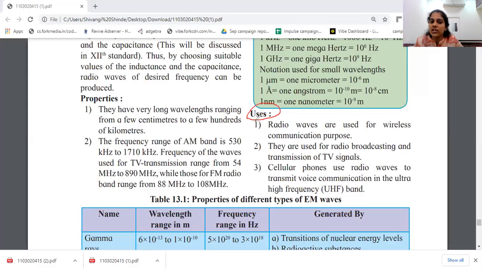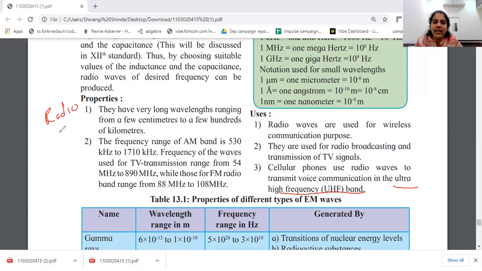Let us quickly see what the uses are. Radio waves are used for wireless communication. The wireless communication that you do in your day-to-day life uses radio waves. They are used for radio broadcasting, as we just saw, AM radio, FM radio. And they are used for transmission of TV signals. Cellular phones use radio waves to transmit voice communication in the ultra high frequency band.